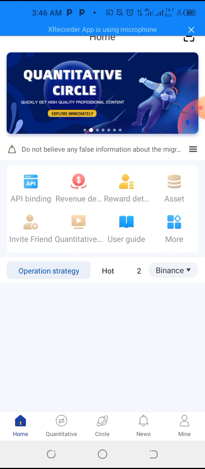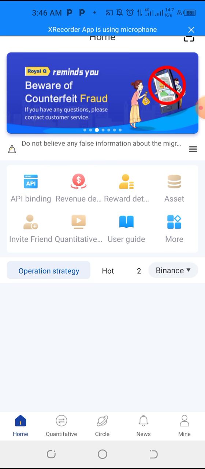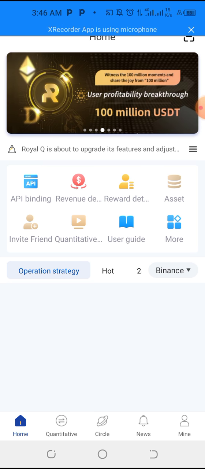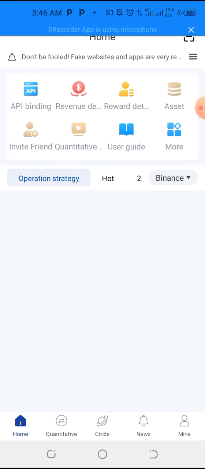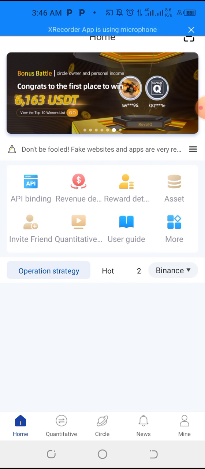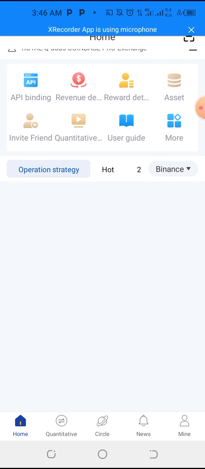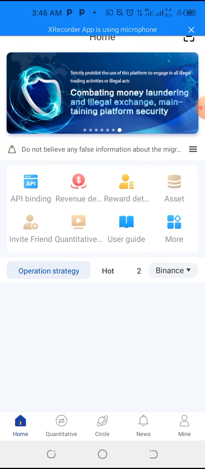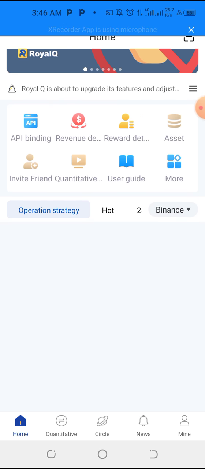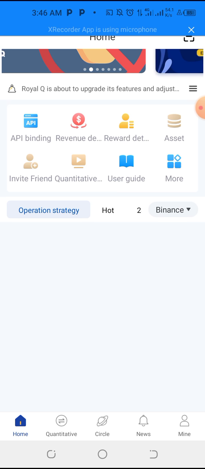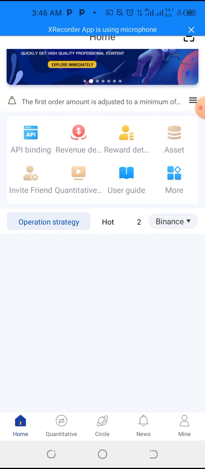Now, for you to come out of floating loss, you need to always have an additional capital. That's why in trading with RoyalQ, you need to always have what we call a backup fund. Let's say you want to start your trading with like $200. Make sure that you have a backup fund of like $200. Don't put all your capital in the trade. Even your backup fund must be more than your trading capital.